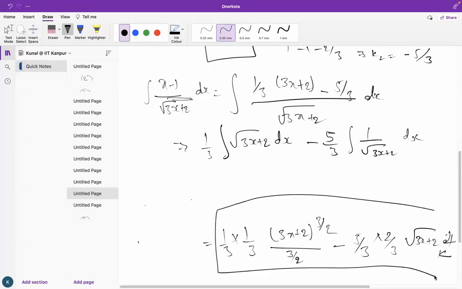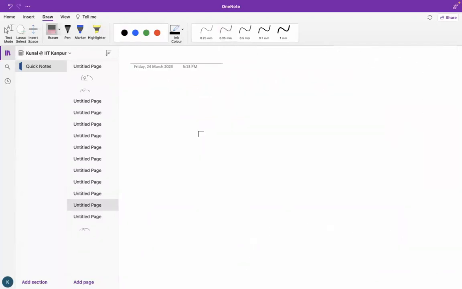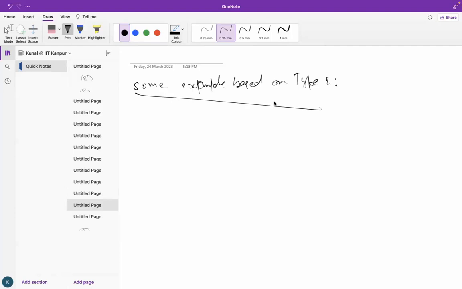So this is our final integral. I hope you'll understand this. So let's move to some examples based on type 2.